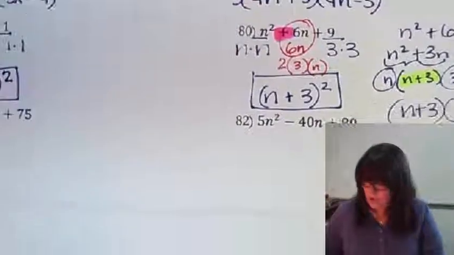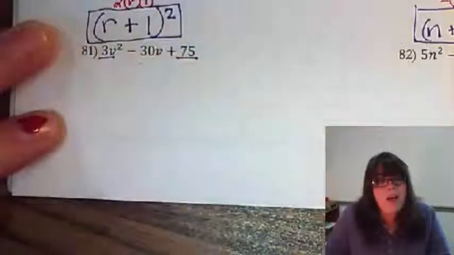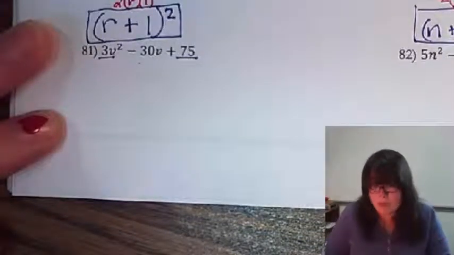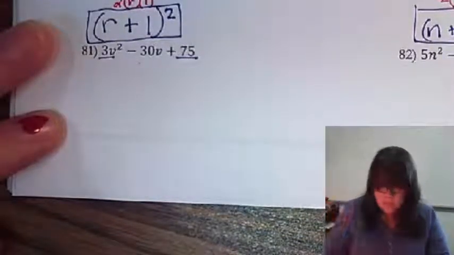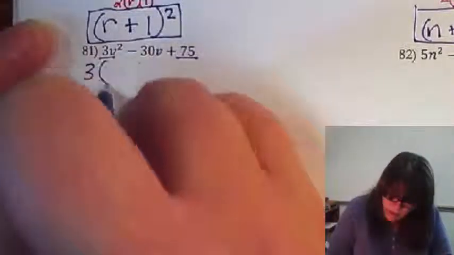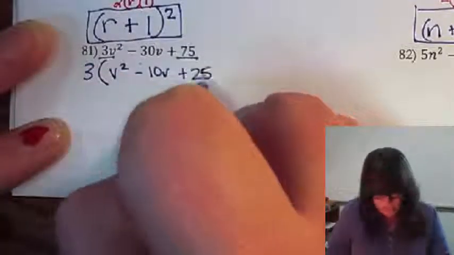Let's take a look at number 81. All right, first term, last term. Whoa, neither one of those is a perfect square, Miss Chiefy, because there's a 3, and 3 is not a perfect square. But 3, 30, 75, I can factor that 3 out. Then I have v squared minus 10v plus 25, and that is awesome.